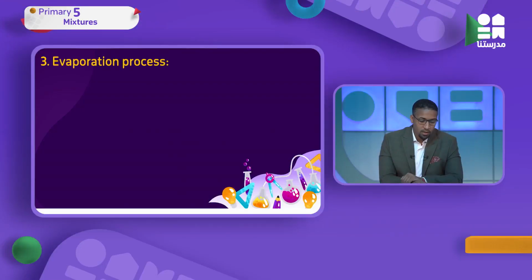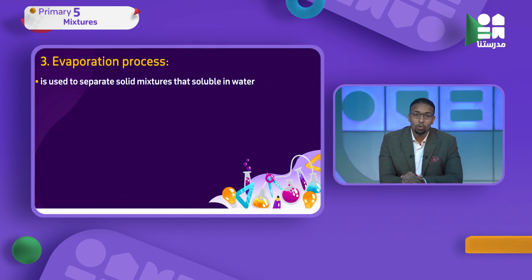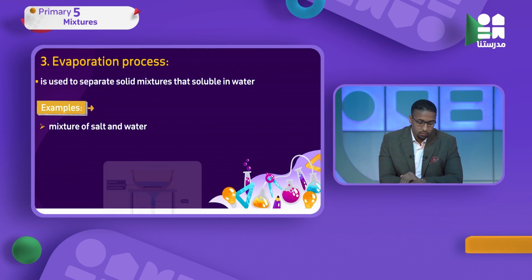So number 3, evaporation process. It is used to separate solid mixtures that are soluble in water. Soluble in water means can be dissolved in water, like salt and water. Salt dissolves in water, that's why it is called soluble in water, and we use the evaporation process. So for example, a mixture of salt and water.